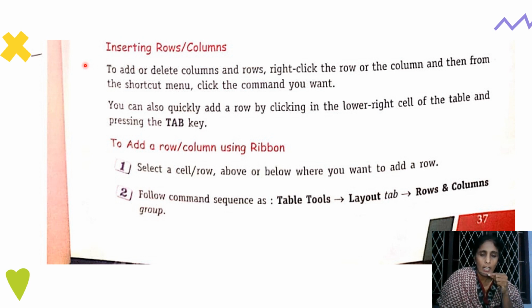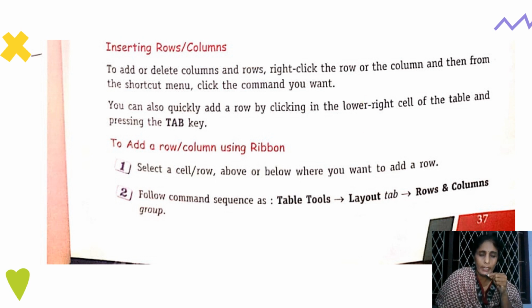First, let us see how we can insert a row or column using the shortcut method. For that, first right click in the row or column, and then you will get a menu list of options. From there, you can select the Insert option, and you will get another set of options. From there, you can select the appropriate option.